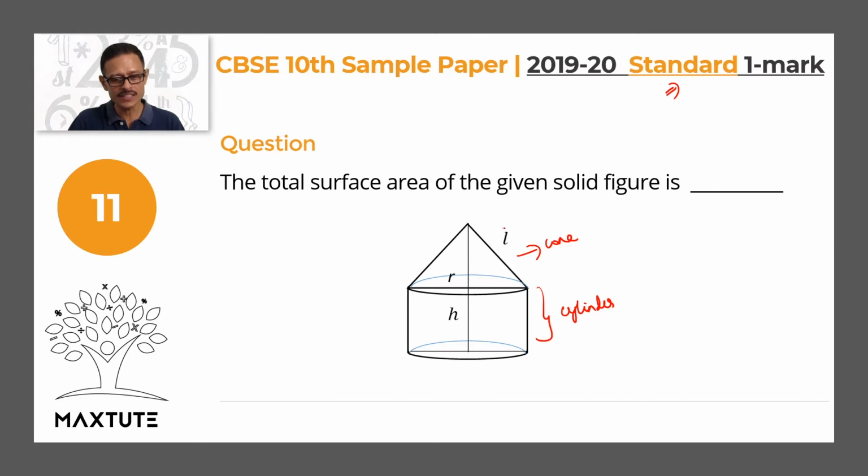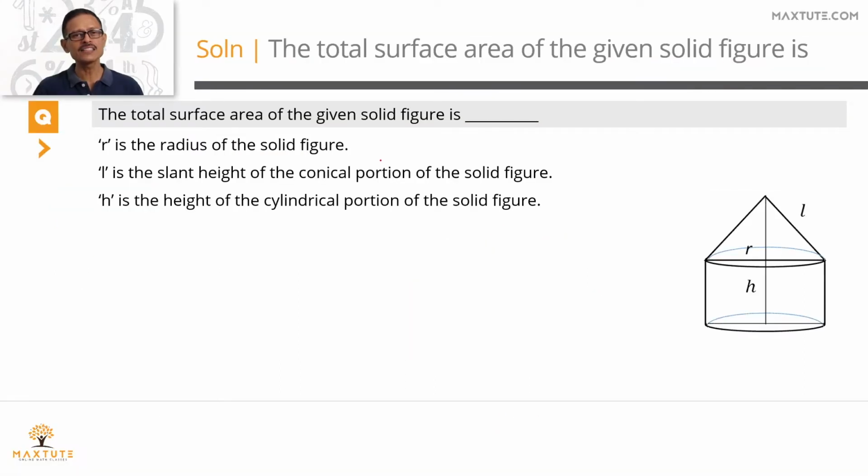Let's understand what these L, R and H in the solid figure actually mean. R is the radius of the solid figure. So R is the radius common to both the conical as well as the cylindrical part. L is the slant height of this cone and H is the height of the cylindrical part. We need to find out the total surface area. This is a solid figure is what is mentioned.